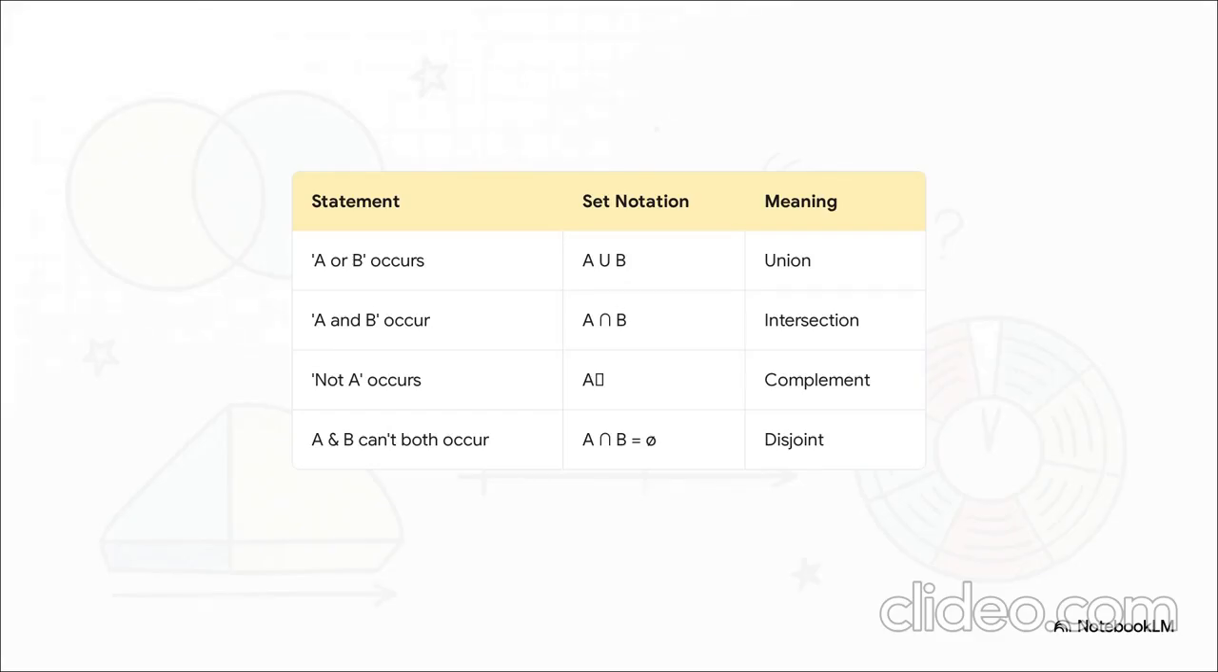And this is where the real power of set theory kicks in. It gives us this super precise visual language to talk about how events relate to each other. Want to talk about A or B happening? That's the union of the two sets, all the space they both cover. A and B happening together? That's their intersection, just that little bit where they overlap. Not A? That's everything in the box that's outside of circle A. And if two things can't possibly happen at the same time, their circles don't even touch.